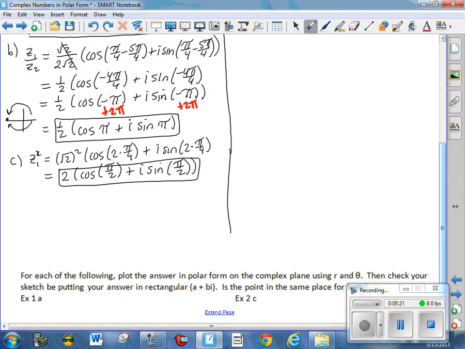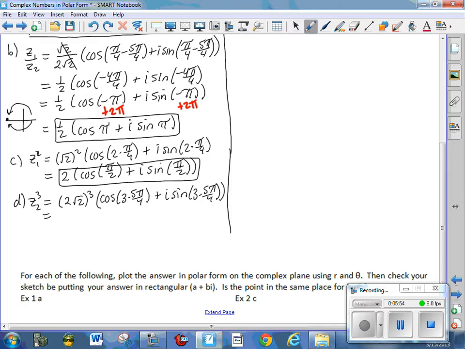And the last one, sloppy drawing there. The last one is z2, back up on that, z sub 2 cubed. So I start out with 2 the square root of 2 cubed times cosine of 3 times 5 pi over 4 plus I sine of 3 times 5 pi over 4.